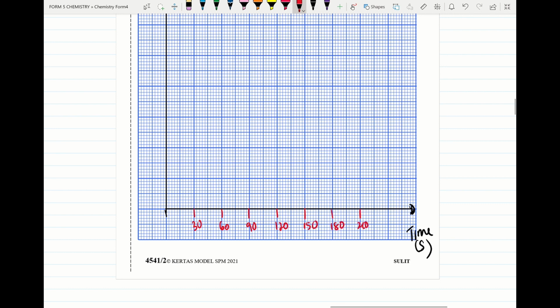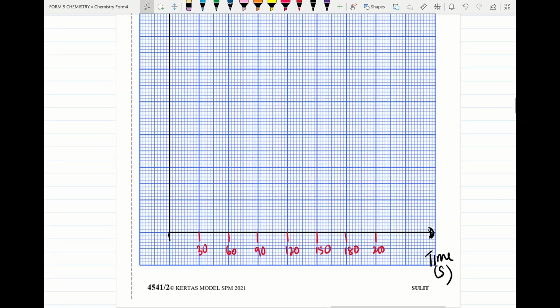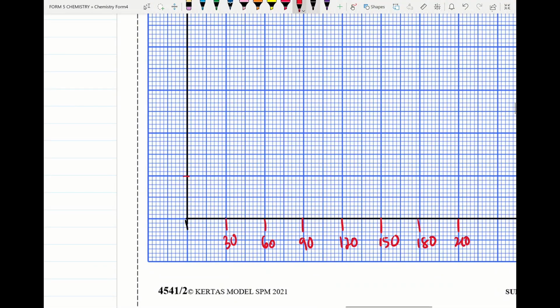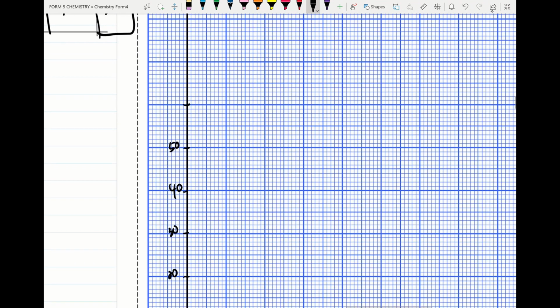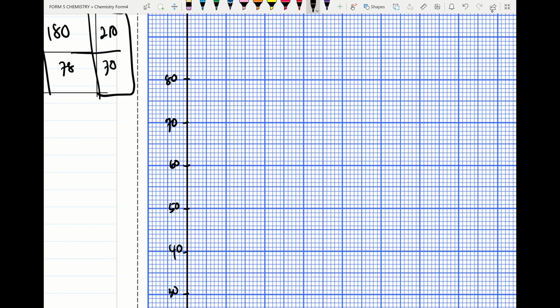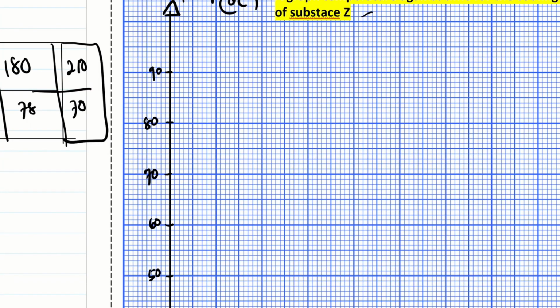All right, so we try to get the scale for the axis Y. So this will be 10. I use 10, 20, 30, 40, all right, 50, 60, 70, 80, and 90. All right, we try to plot the data that are obtained from the thermometer reading.